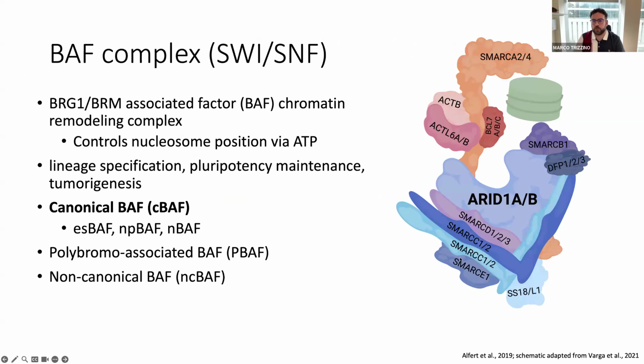It's a very large protein complex made of approximately 15 subunits, some of which are mutually exclusive and interchangeable. For example, ARID1A/1B, SMARCA2/4, and many others. Like we said, it controls nucleosome movement, nucleosome remodeling, nucleosome profiles by using ATP hydrolysis as a source of energy. The 15-20 subunits can be assembled in different configurations, which lead to different types of BAF complex: canonical, non-canonical, polybromo-associated, and others. But this is just one of the examples. There are 4 or 5 main families of chromatin remodelers in the eukaryotic genomes.